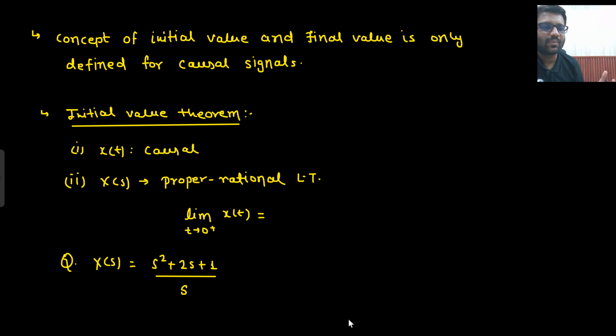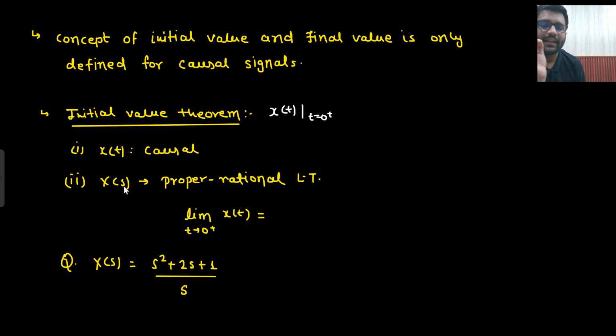Okay, so these are not the points which anyone will ask you. This is a very straightforward theorem. If you want to find something, you can find it. That's it. Okay. So initial value theorem, that means you need to comment on the value of x(t) at t equals to 0 plus.